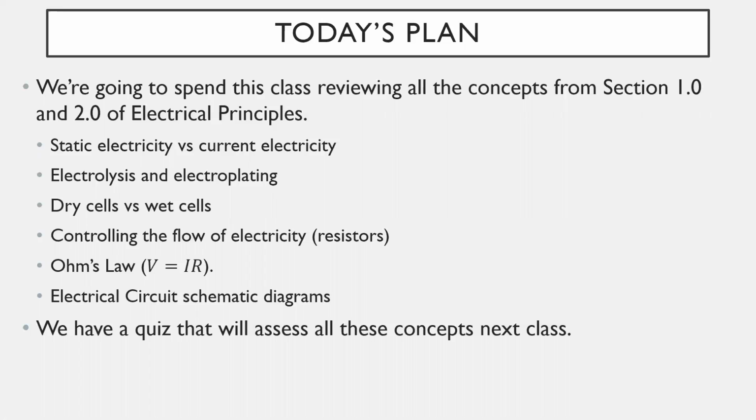Anyway, I'll stop rambling. We're going to cover static electricity and current electricity today. We're going to talk about electrolysis and electroplating. We're going to talk about dry cells and wet cells. That seemed to cause some problems in the last formative quiz we had, so I really want to go over that again. We're going to talk about controlling the flow of electricity, so in other words, using resistors.